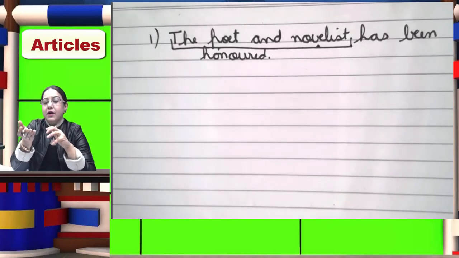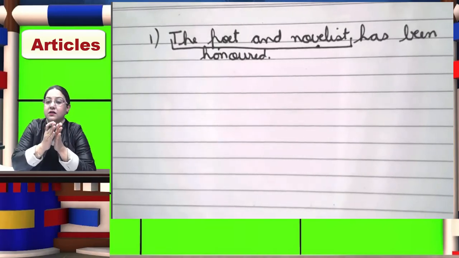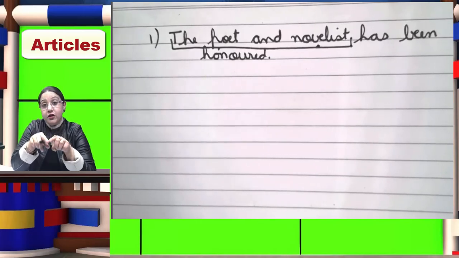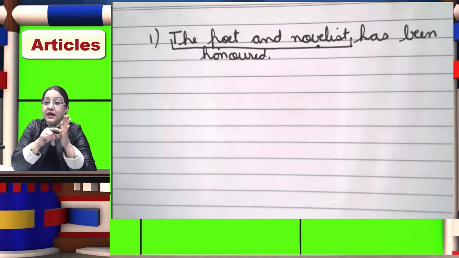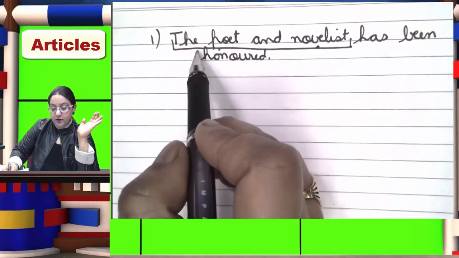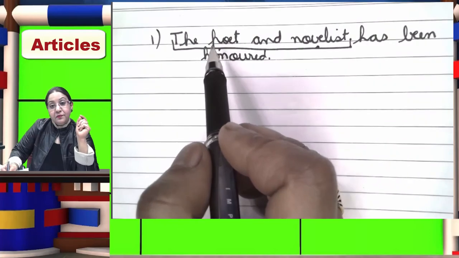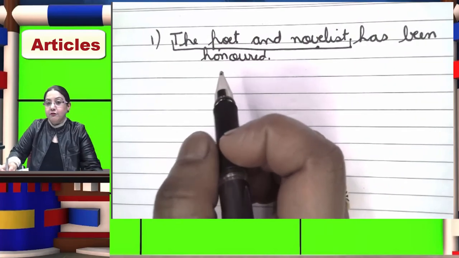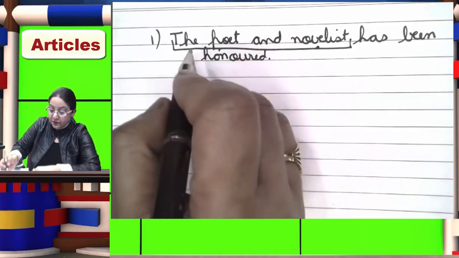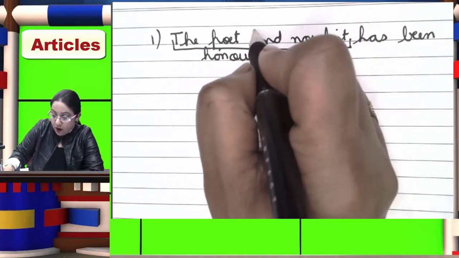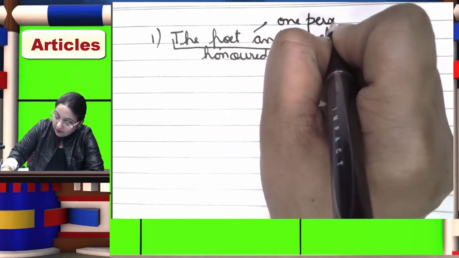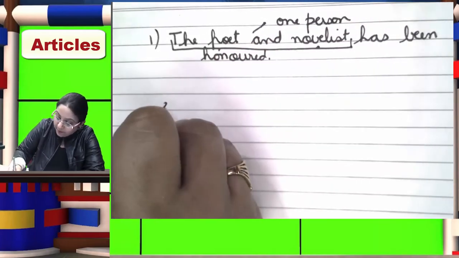Maybe some award may have been given to that person. So I'm saying the to give emphasis to the fact that he is a poet also and a novelist also. So when I add the article the with the first word poet, if I put the before poet, this means I am placing emphasis on the fact that this particular person is a poet also and a novelist also. And actually I am talking about one person only. In this sentence, I am talking about one person only.